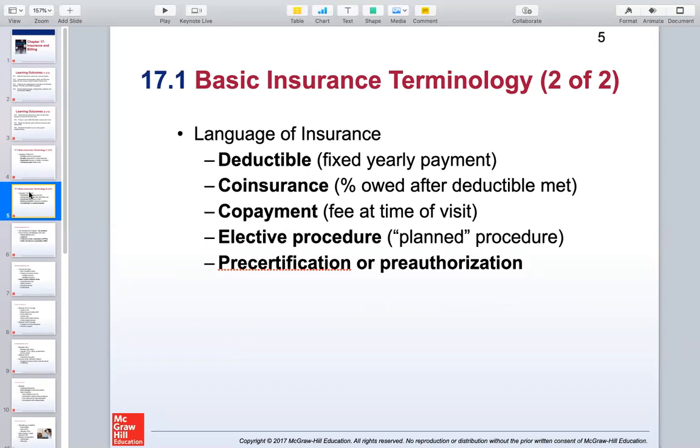So obviously, if you have an 80-20 plan, that's a good plan to have. The best plan to have would be a 90-10 plan where the insurance pays 90% and you're only paying 10.